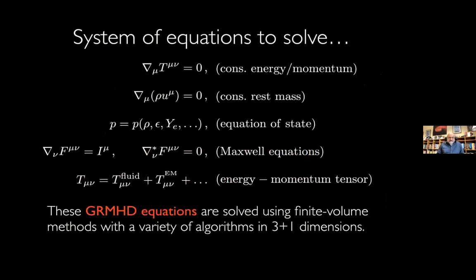Luckily for us, in this problem, I don't need to worry about the Einstein equations. This is because the mass of the black hole is so much more than anything else falling onto it that I can ignore any change in the space-time. And so I'm left with conservation of energy and momentum, conservation of mass, and an equation of state. And then, because I have magnetic fields, I need additional Maxwell equations. And the energy momentum tensor is the combination of all of these different components.